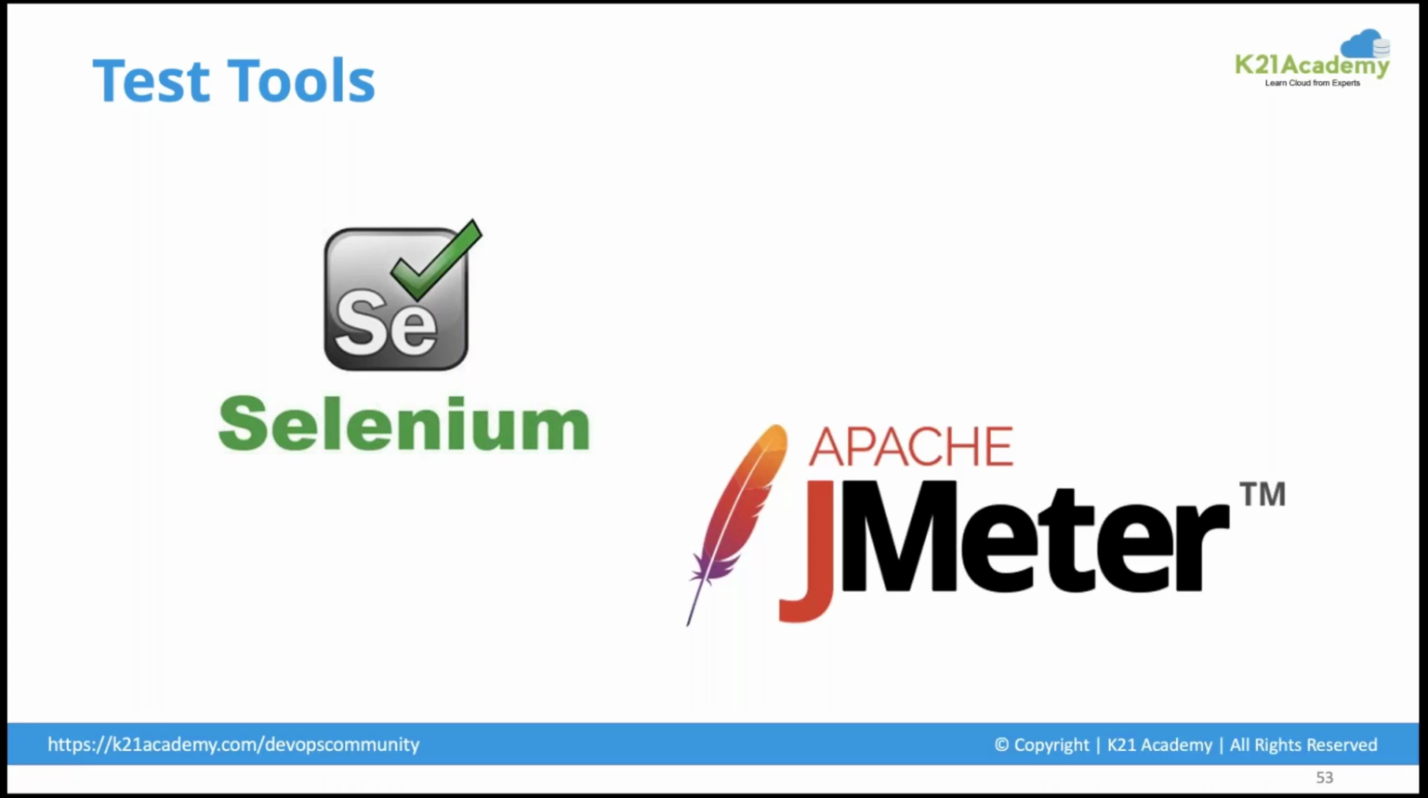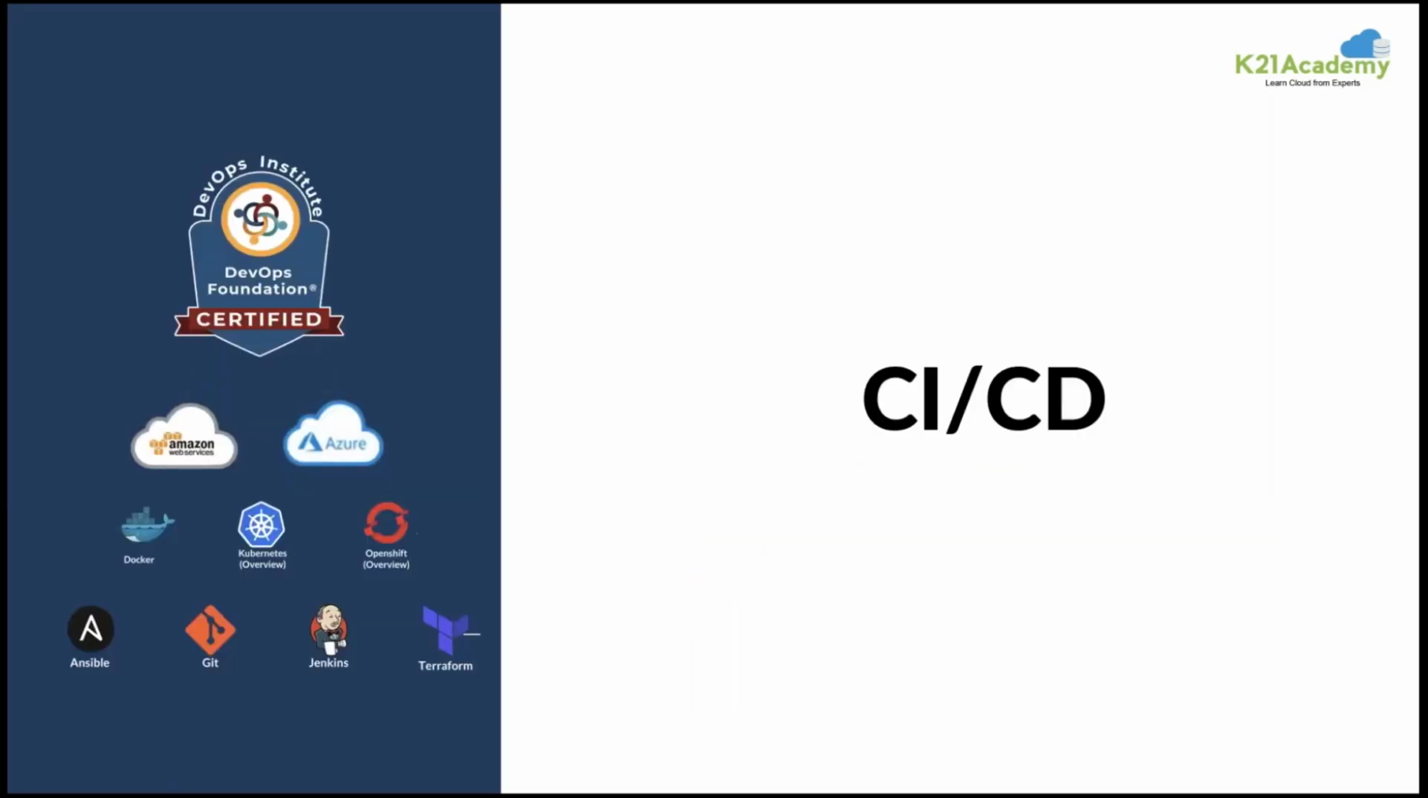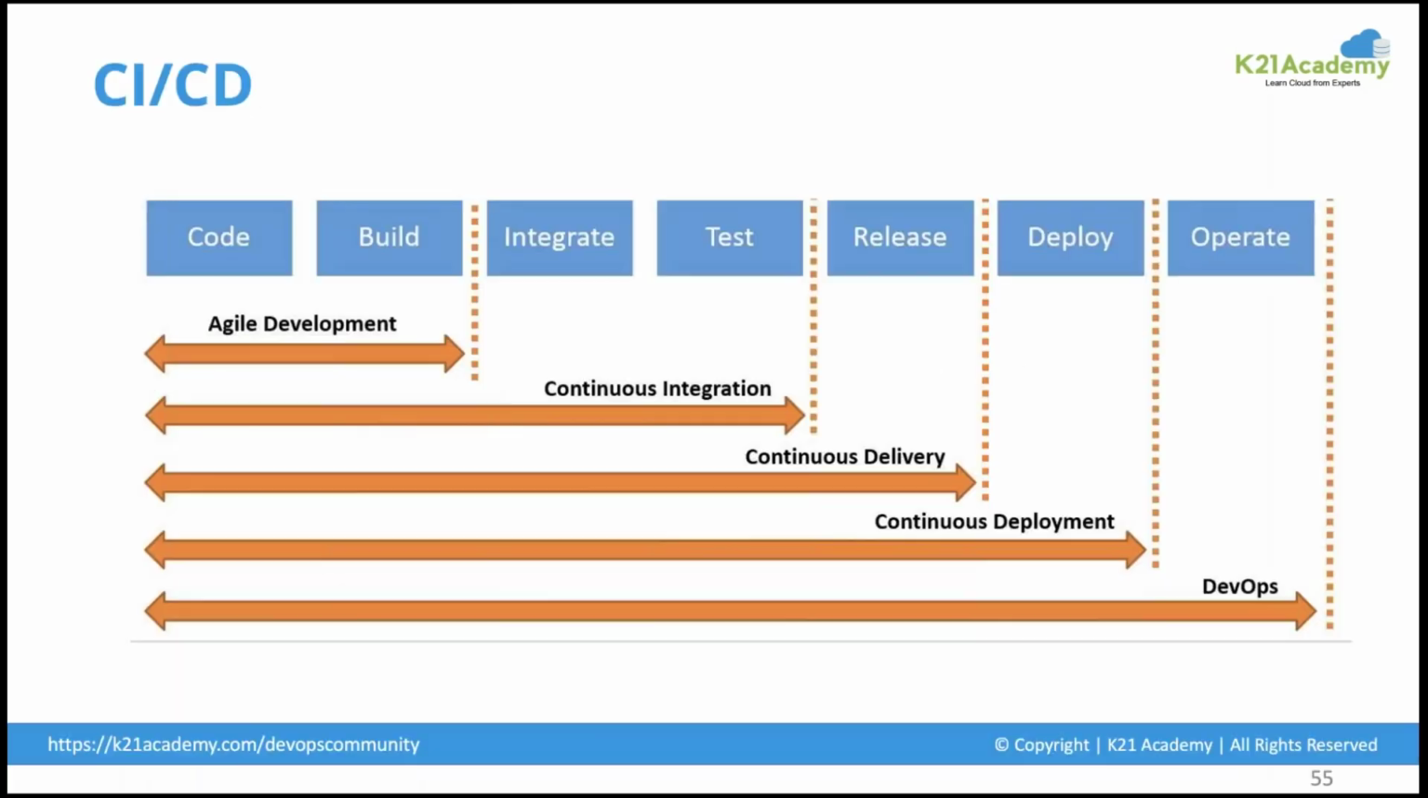So I checked in the code, I've done the build, I've created an artifact, I have done the testing. So what should be the next step? The next step should be automatically a CI/CD. So what do you mean by CI/CD? This is a famous term where you will see this in a lot of JDs and a lot of portals in the jobs and everything.